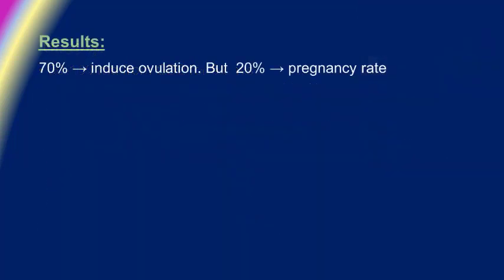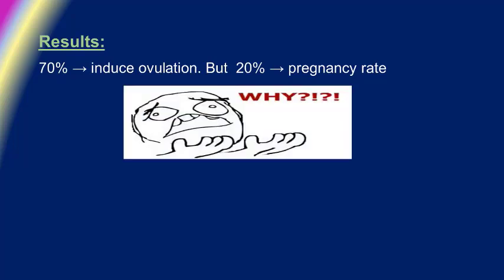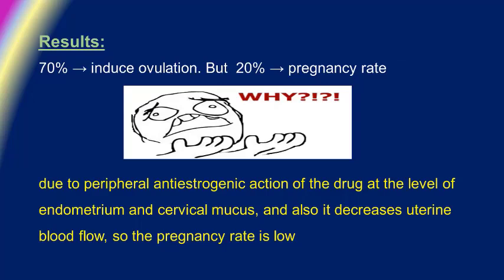The result of Clomid treatment: about 70% induce ovulation. There will be follicle and ovulation, while the pregnancy rate is just 20%. Why this discrepancy between the pregnancy rate and ovulation? Because of the peripheral anti-estrogenic action of the drug, as we said previously.